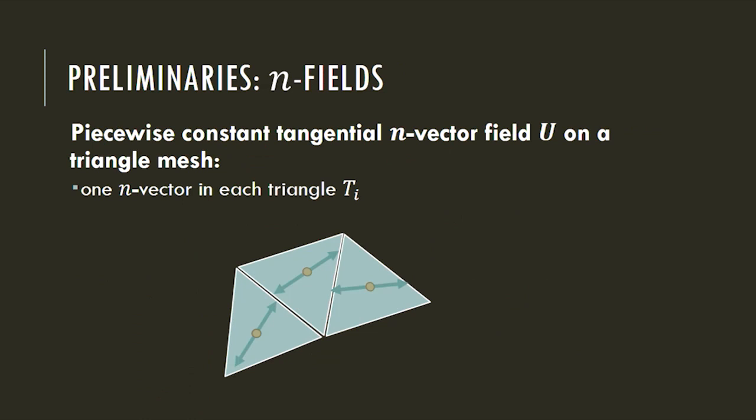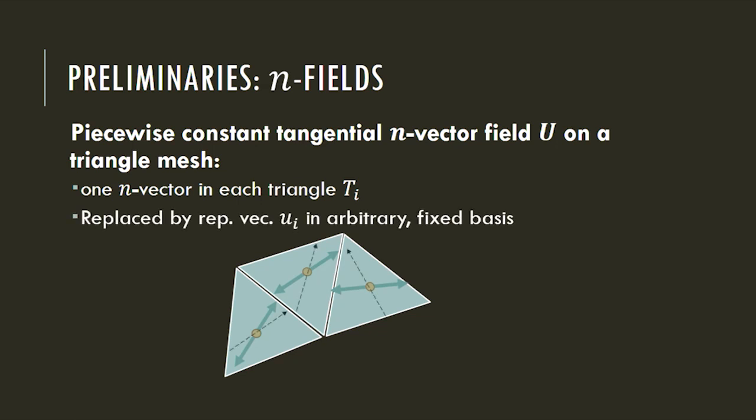In our discretization, we work with piecewise constant tangential n vector fields on U. That means we have one n vector per triangle, but like I said, we replace those by representation vectors. This requires us to choose one basis per triangle, and then allows us to compute these representation vectors.